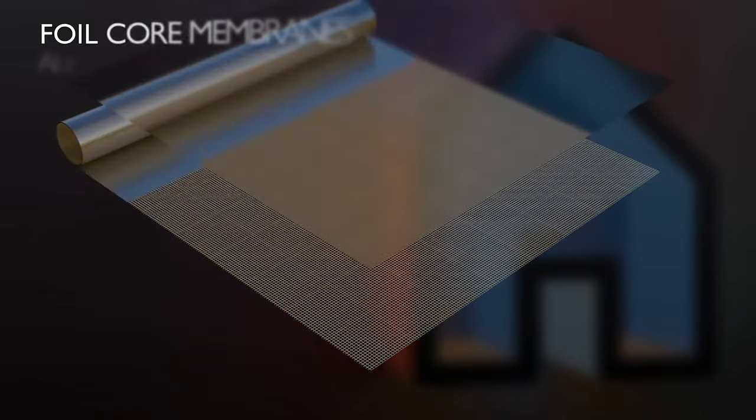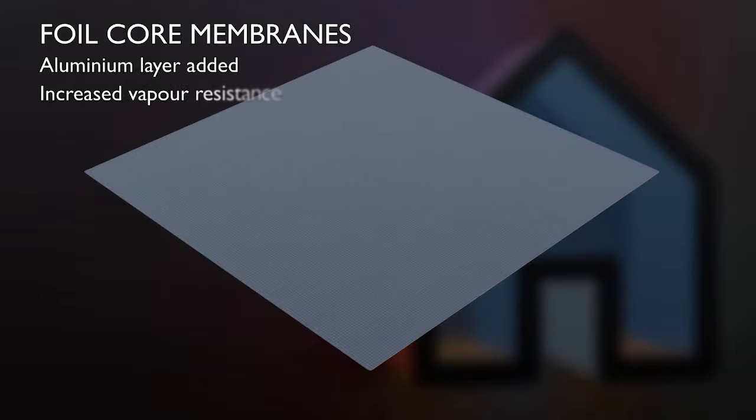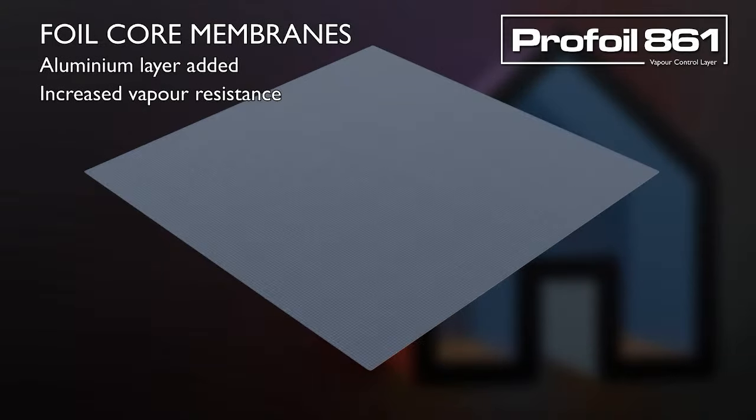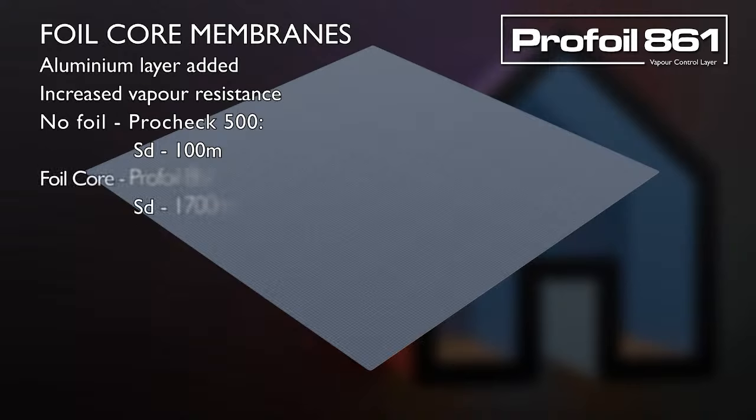If this is still insufficient to design out condensation risks, then adding a layer of aluminium foil to the membrane will substantially increase the level of vapour resistance. Without aluminium foil, an AVCL like our ProCheck 500 has a vapour resistance, or SD value, of 100 metres, which is easily able to deal with moisture loads typically found in domestic and office applications. Where moisture loads are higher, such as in swimming pools, something like our Profoil 861 with the foil core will increase the SD value to over 1700 metres, making the roof or wall construction substantially less prone to interstitial condensation.